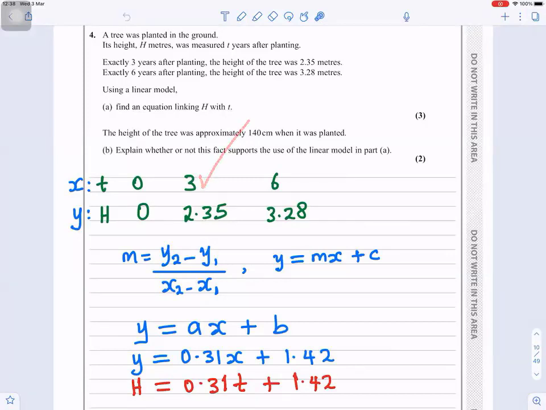When the time is 3 years, the height is 2.35 meters. When it's 6 years, it's 3.28 meters. So if you were to plot that on a graph, you can find the gradient, the change in y over change in x, using that formula. And we're using y equals to mx plus c. So we can write the first equation, y equals to ax plus b, y equals to 0.31x plus 1.42. So h is, or you can write it as h is equals to 0.31t plus 1.42.